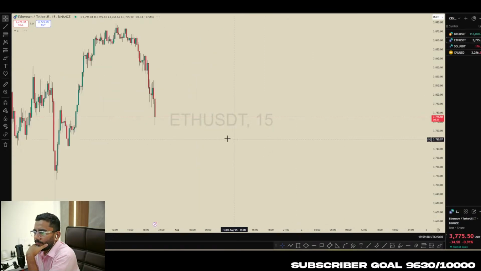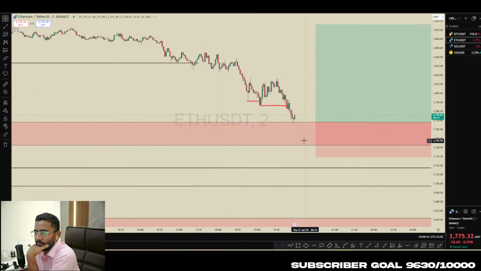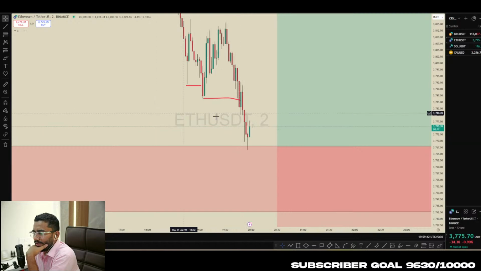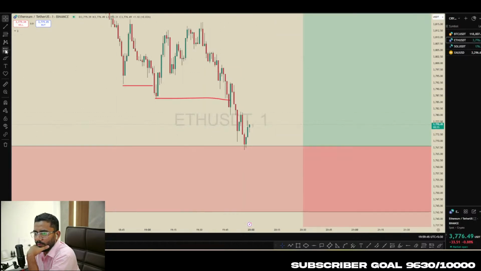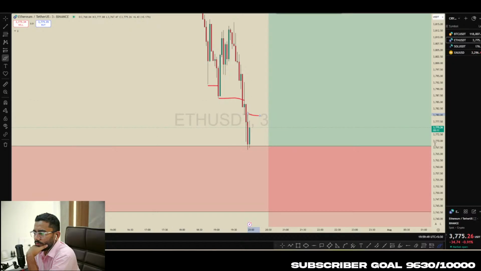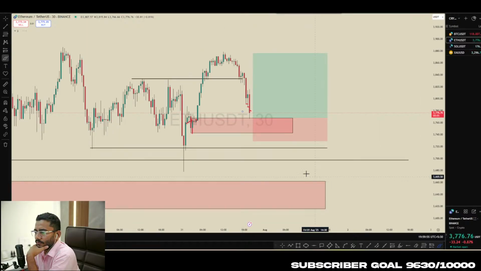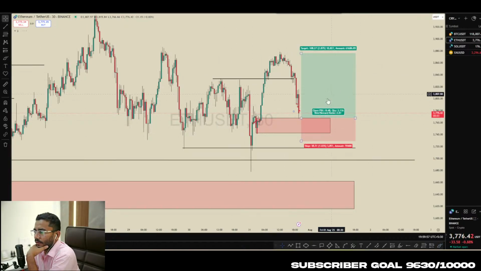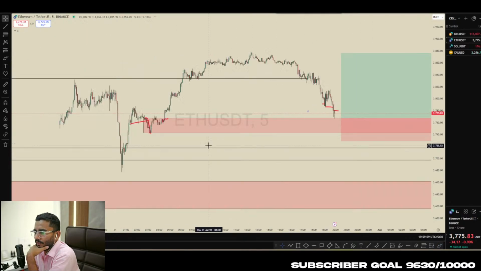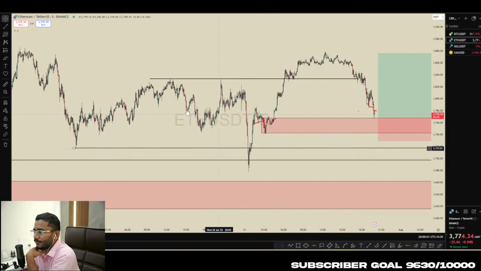On Ethereum, we can look for a buy side setup once price breaks this previous high. This one. And divide your risk because we have another order block below this area.